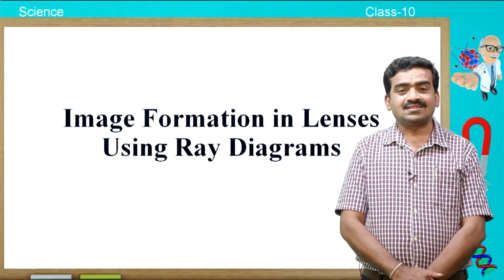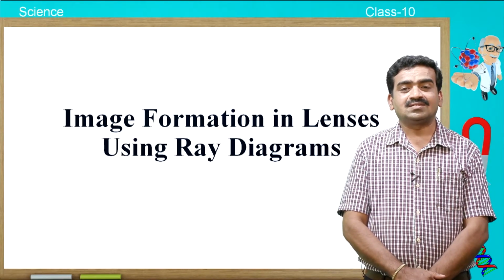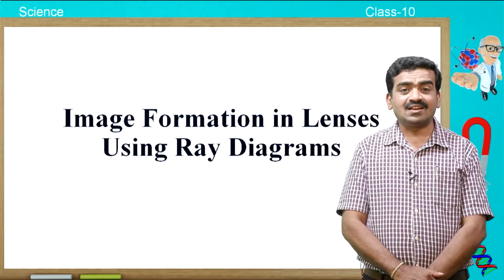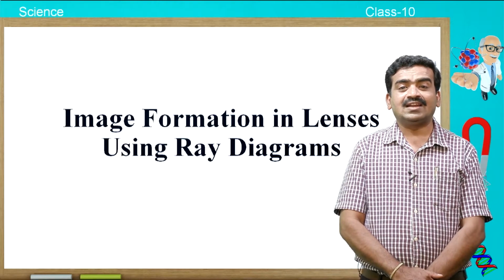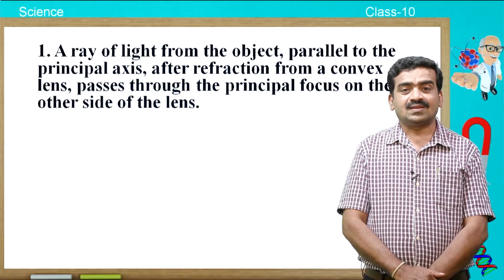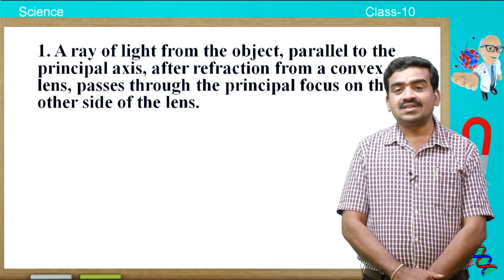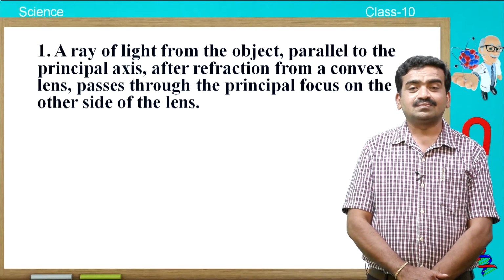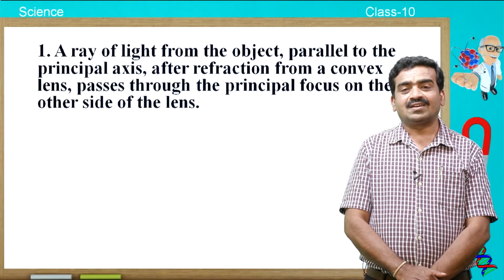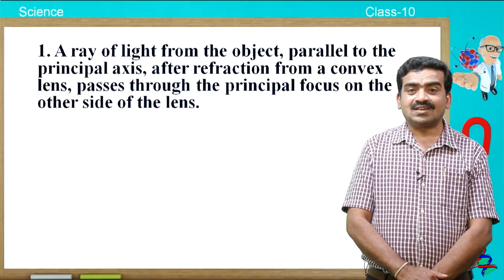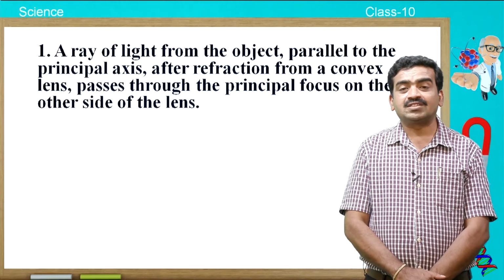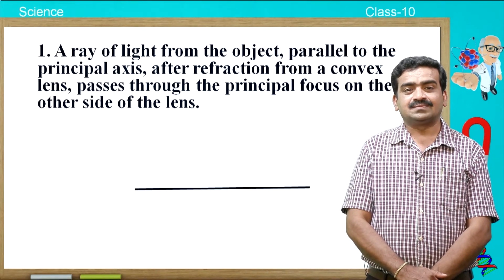Let us understand how the image is formed in case of convex as well as concave lenses, and also let us learn about image formation in lenses using ray diagrams. Before learning this, let us understand how the ray of light is refracted in case of convex as well as concave lenses. The ray of light passing through the lens behaves differently depending upon how it enters the lens.